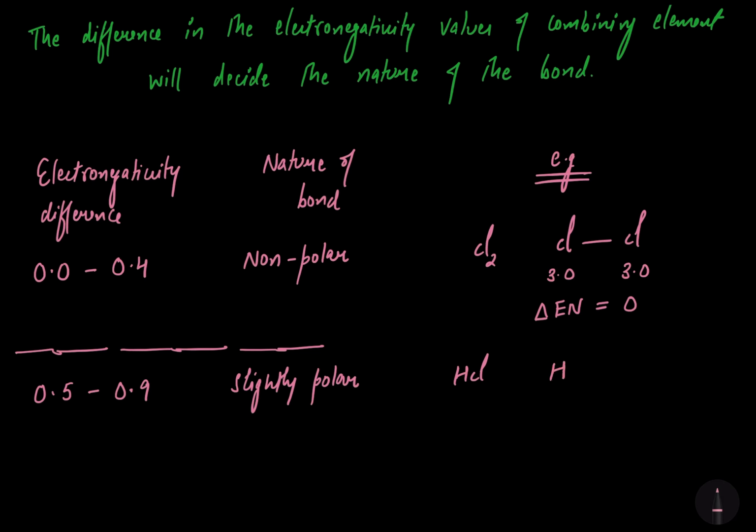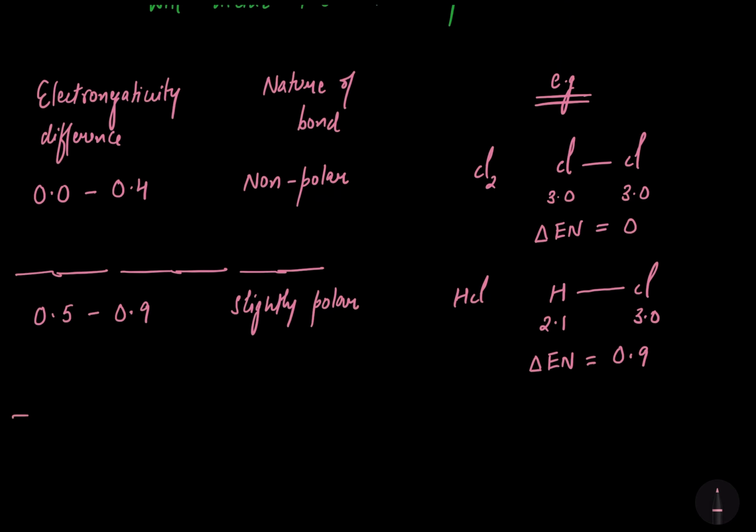Here's H bond Cl. The electronegativity value for chlorine is 3.0 and that for hydrogen is 2.1. So the electronegativity difference for this bond comes out to be 0.9. So this bond is slightly polar. Now let's come to the third range.